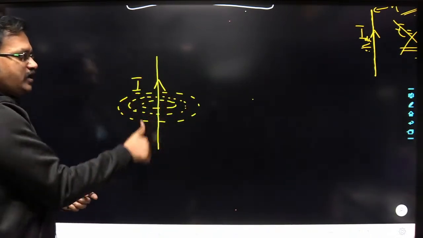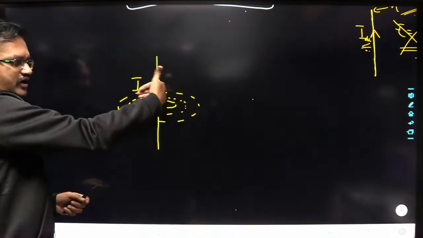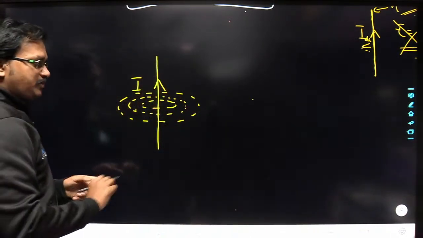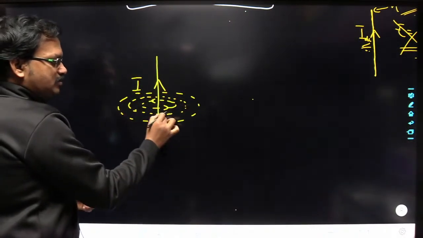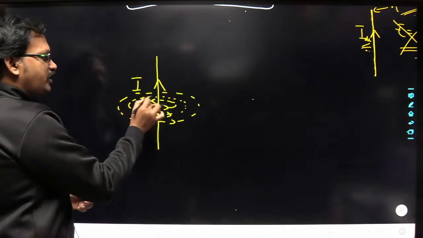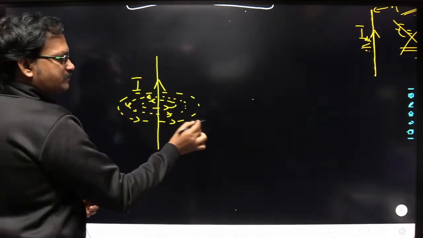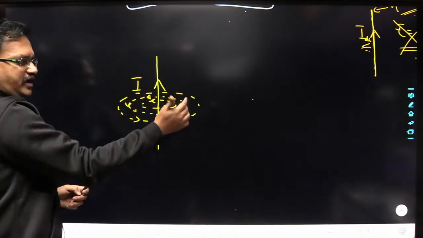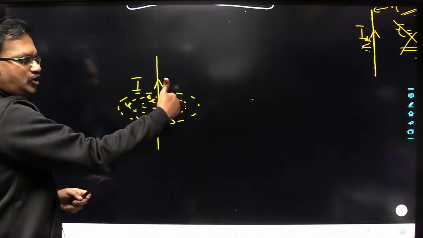Yes or no? So here current is flowing like this. So the B field is going to circulate around this wire in this manner. So that means it is going to circulate in this manner. Right? Yes or no? So that means on this side, if you consider on this side, it is going into the board. Yes or no?